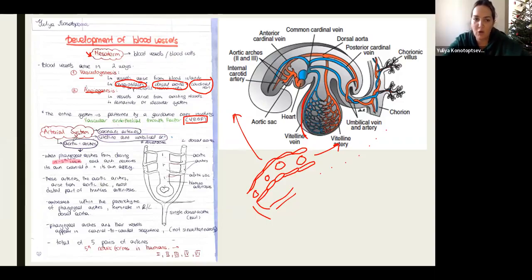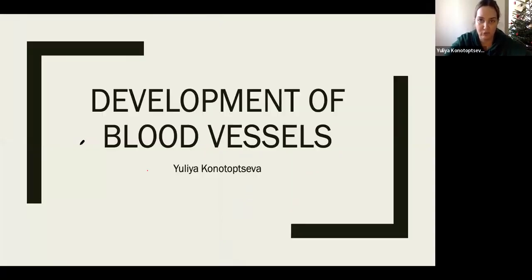Let's talk about aortic arches first. To understand it, we need to discuss what the heart of the embryo looks like when the embryo is approximately 4 weeks old. The heart looks like a tube. It has a tube-like appearance, not your normal 4-chamber structure.